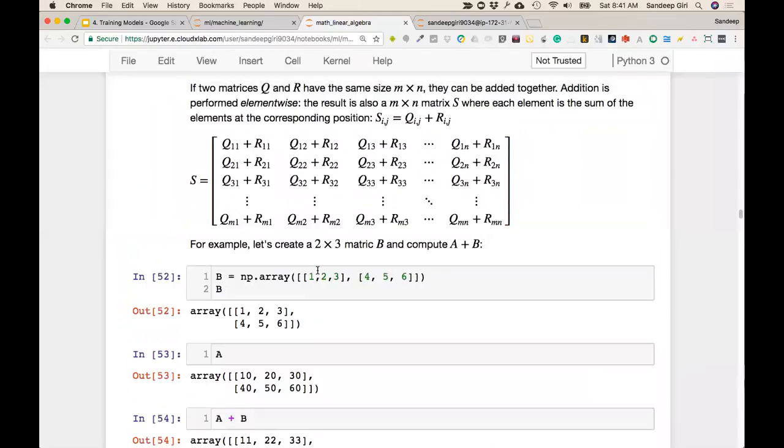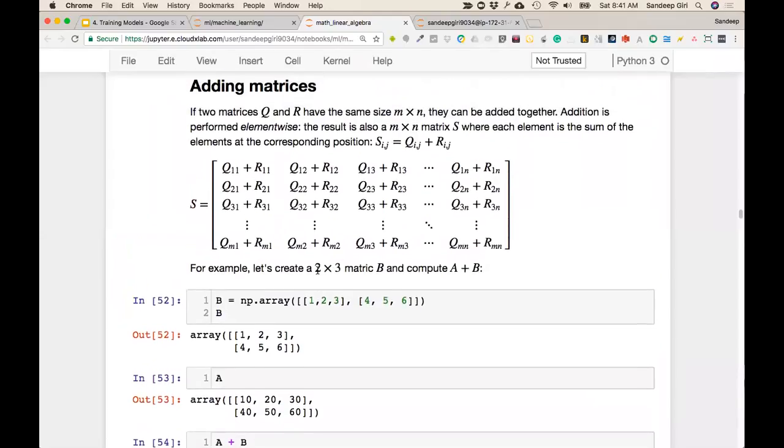All right, just like vectors, we can also add matrices. If you have two matrices Q and R of the same size, they can be added together. The addition is performed element-wise. The result, an M by N matrix, will have the sum of each of the elements. So you can see that the values at the same index are added together.